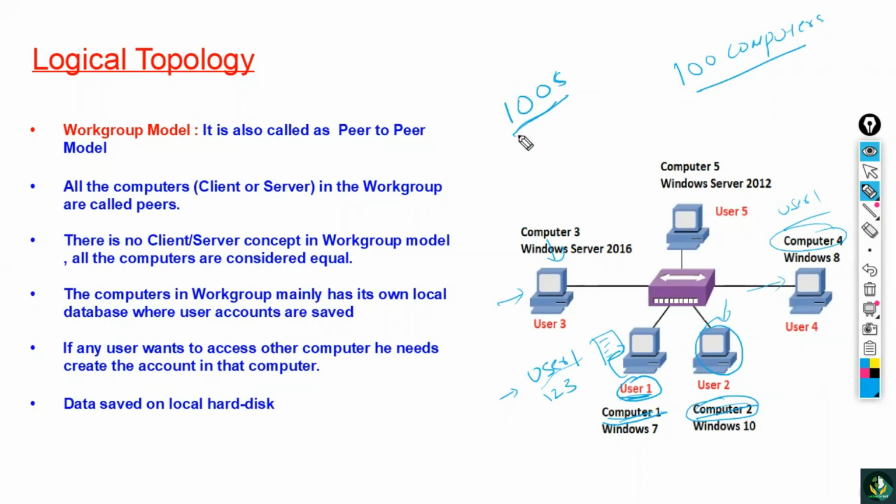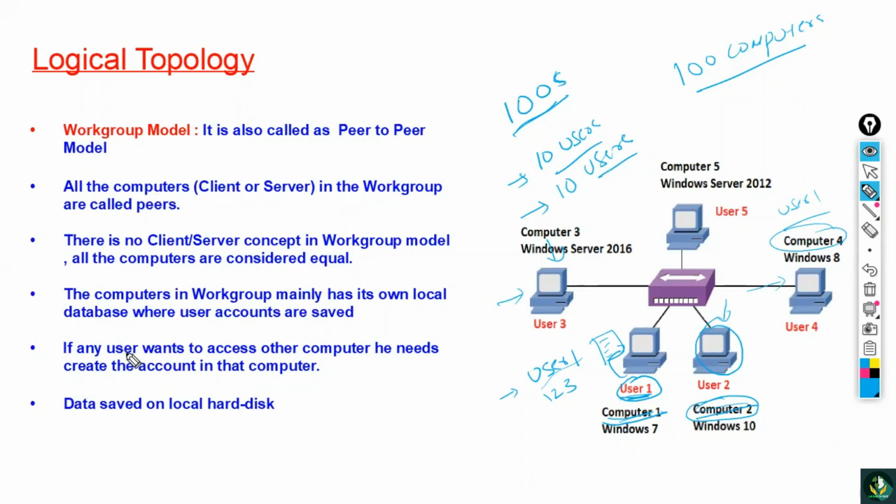After some time, let us say 10 users have resigned from the company. So again, you need to go to all the 100 computers and remove these 10 users from all the computers. Then 10 new users have joined the organization. So again, you will have to go to all the 100 computers and create 10 usernames and passwords for the new users. This is a problem with the work group model.